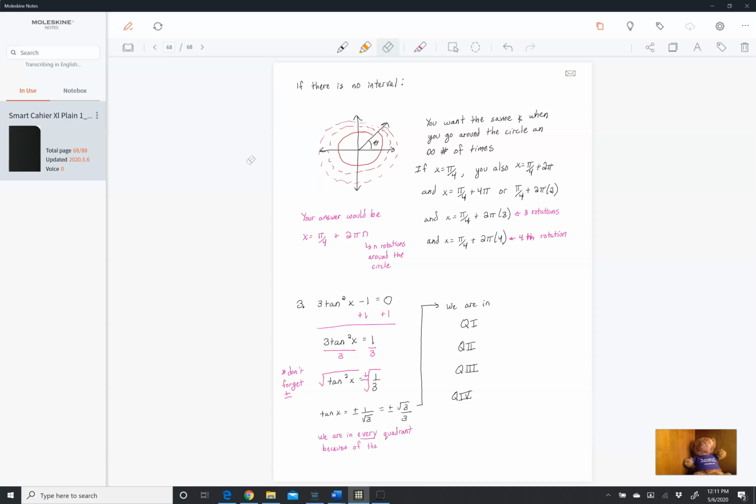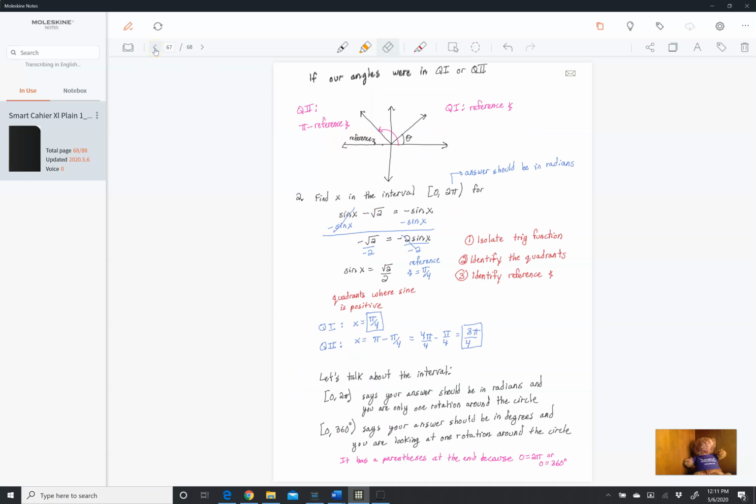Tangent could be positive or negative. We're in every quadrant. Now we need the reference angle. Well, we're going to go to our exact value chart and we're going to find our reference angle. Square root of 3 over 3. You should know this, okay?